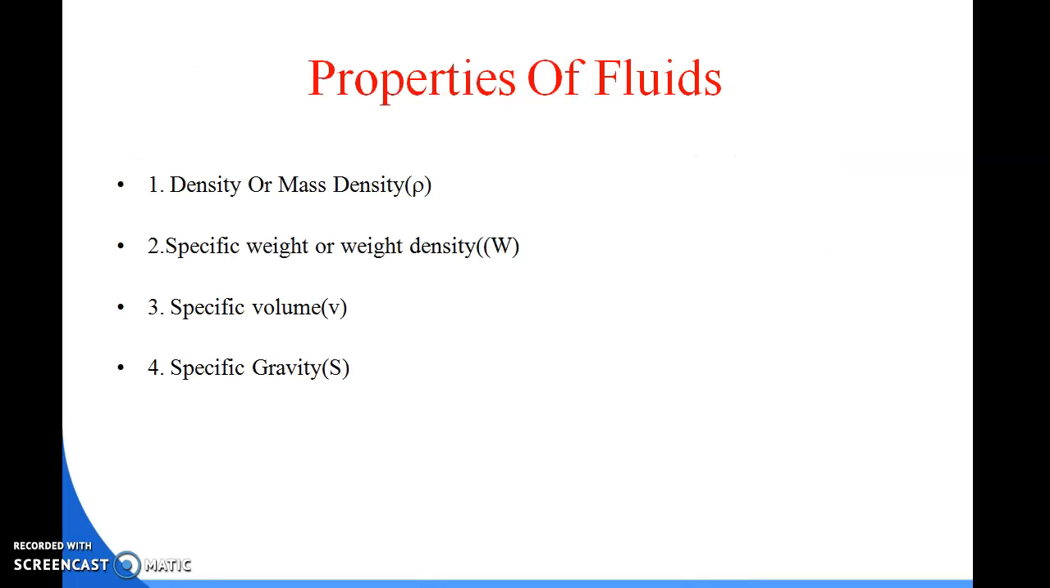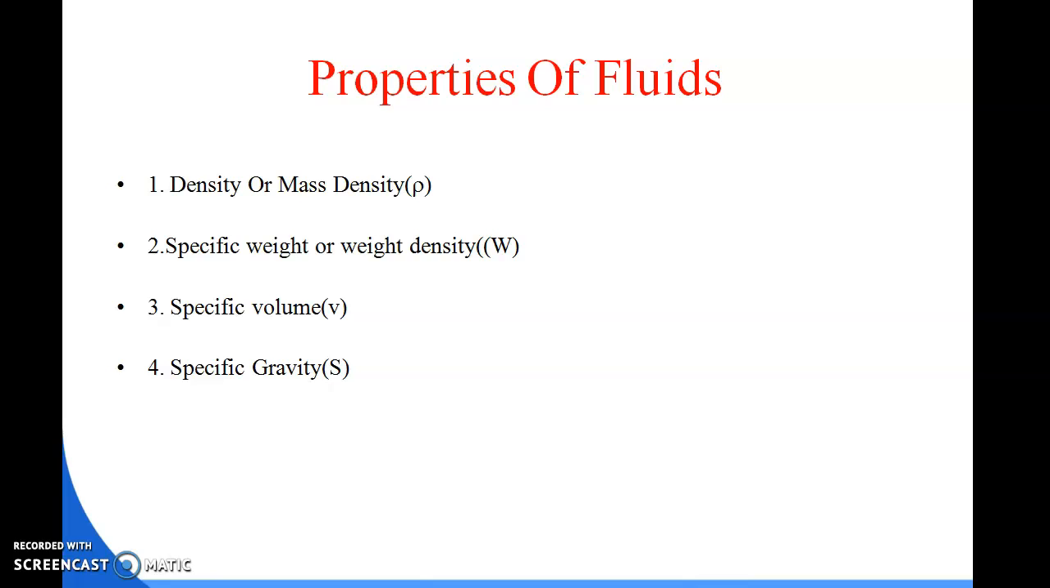Then we are going to start the properties of the fluid. First we have to know what a fluid is. A fluid is a substance that continuously deforms under an applied shear stress or external force. Fluids are a phase of matter and include liquids and gases.